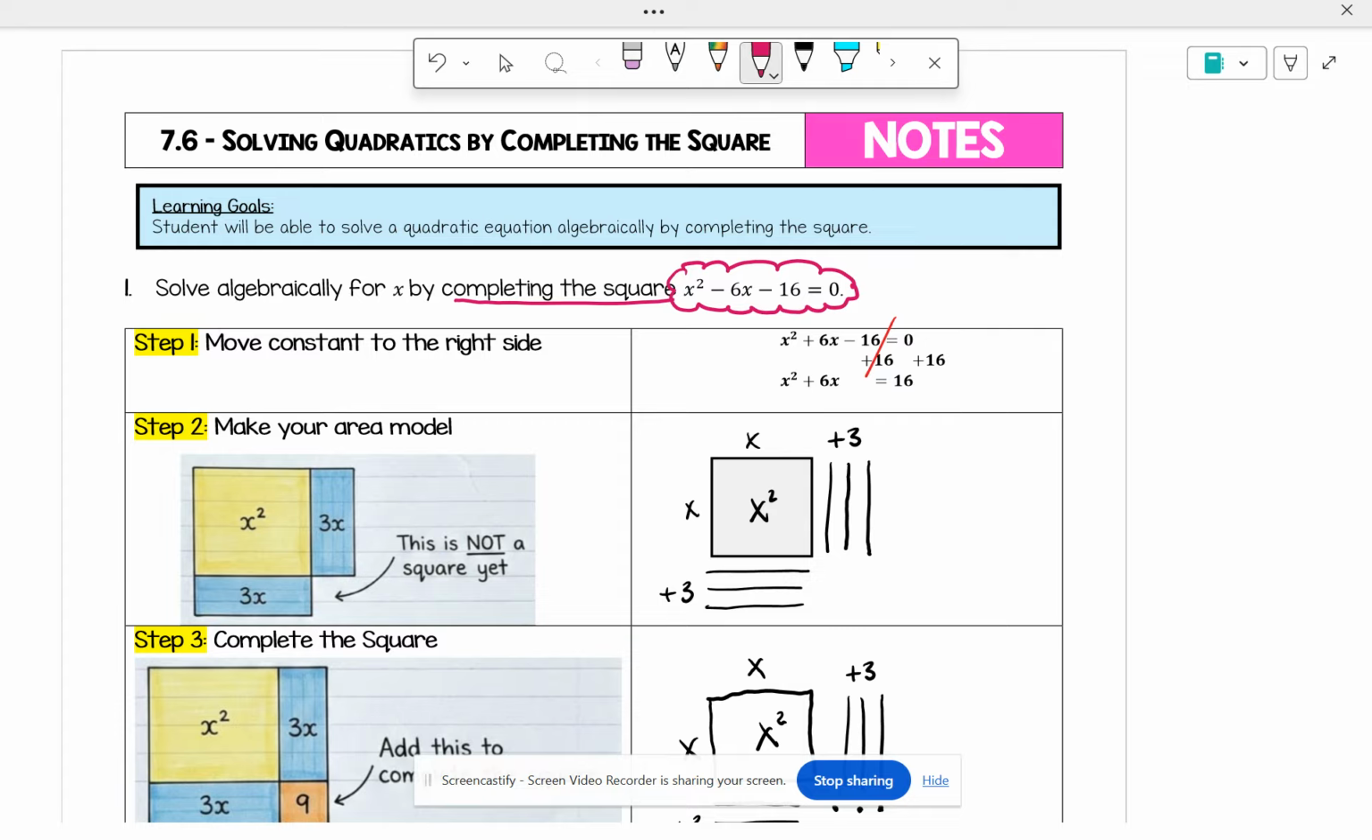So step 1 is going to be to move the constant to the right-hand side. You'll notice that this quadratic is given in standard form. What we want to do is move this guy over to the right-hand side, and the way we will do that is by adding 16 on both sides. That's exactly what happened here.